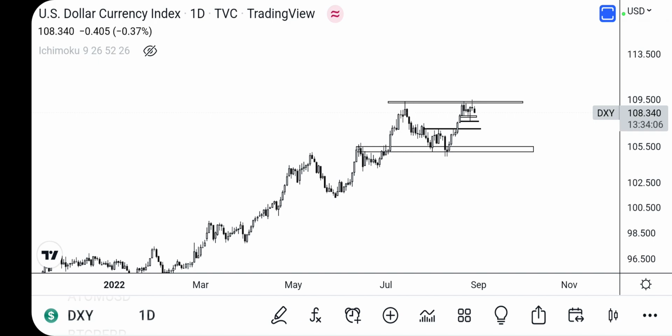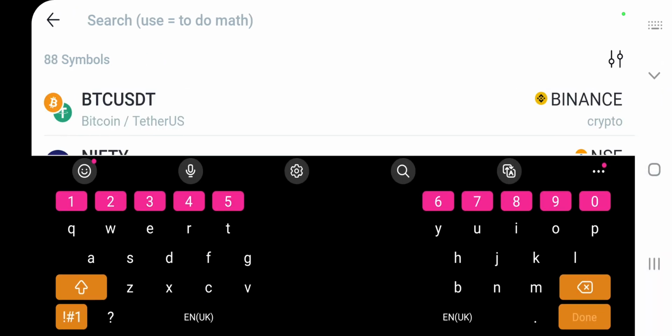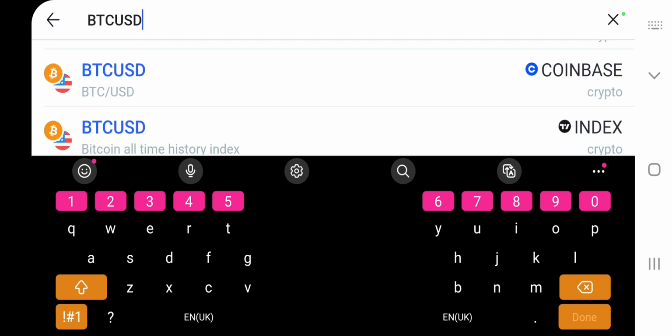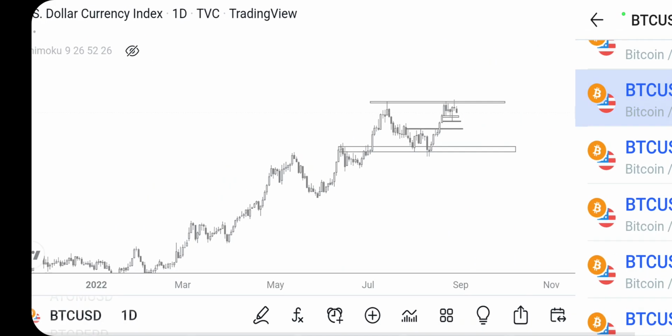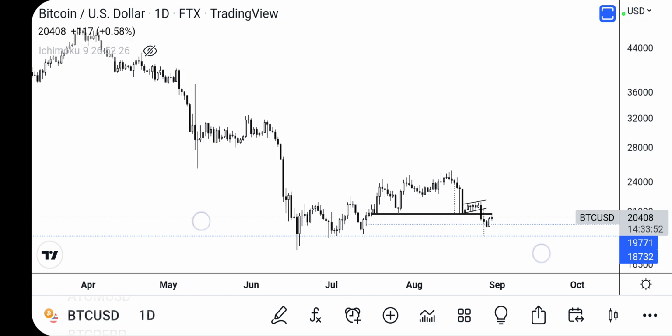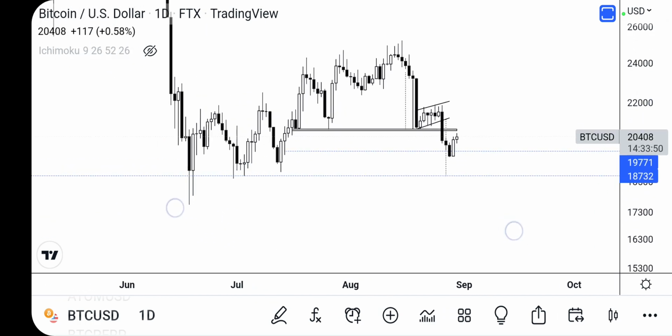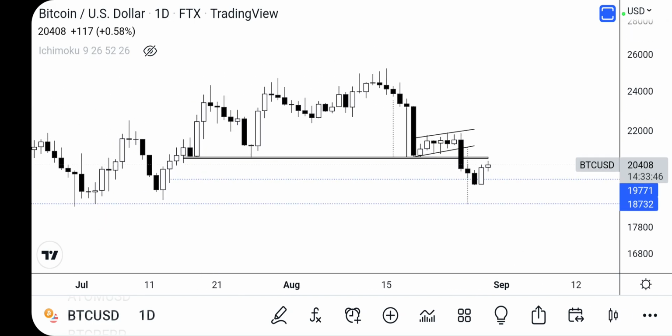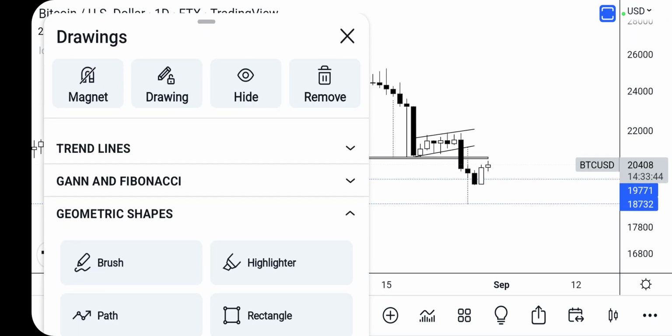So from this, let's look at BTC USD. I'll use FTX. So this is the daily time frame. So as you can see, I had my previous chart there. So let me just remove this.